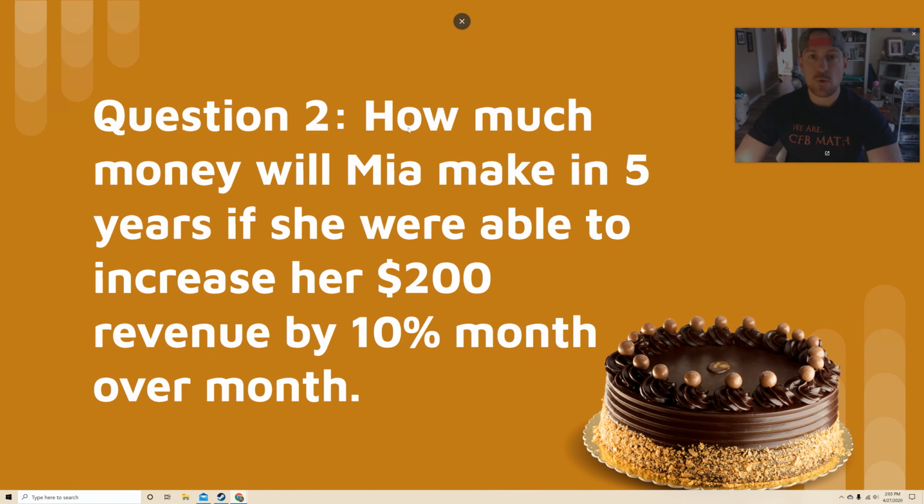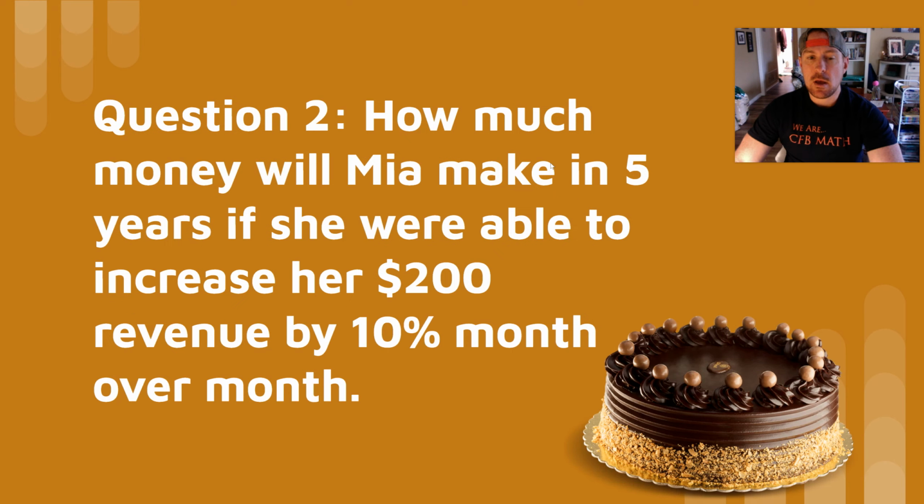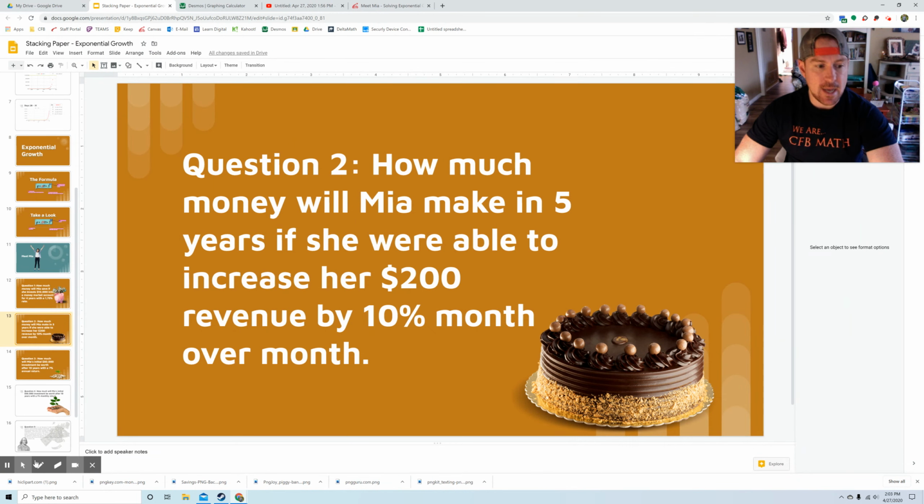First step, we're going to annotate. So we're looking at 5 years, if she were to increase her $200 revenue by 10%. This one's a little tricky. We know that our initial amount is 200.